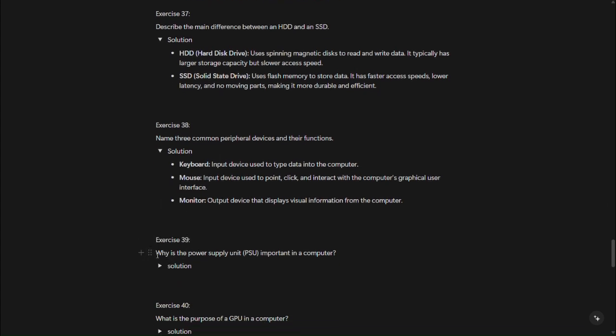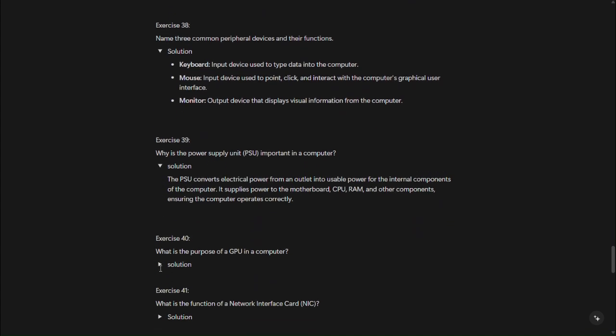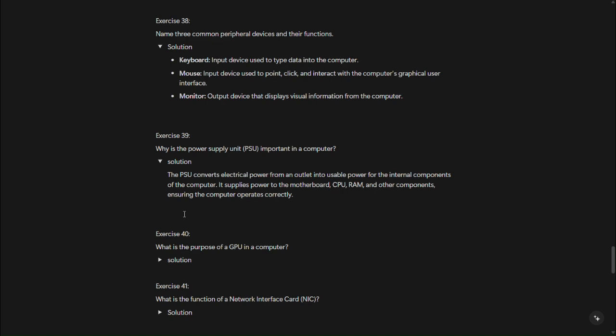Now 39. Why is the power supply unit important in a computer? The importance of the power supply. The power supply converts the electrical power from an outlet into usable power for the internal components of the computer. It supplies power to the motherboard, CPU, RAM, and other components, ensuring the computer operates correctly. The CPU is very important to our computer.